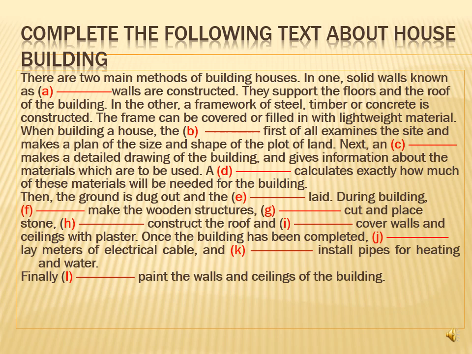Once the building has been completed, now what do we need? We need electrical cable. So, once the building has been completed, electricians lay meters of electrical cable and who installs pipes for heating and water? Of course, plumbers. Plumbers install pipes for heating and water. Finally, painters paint the walls and ceilings of the building.